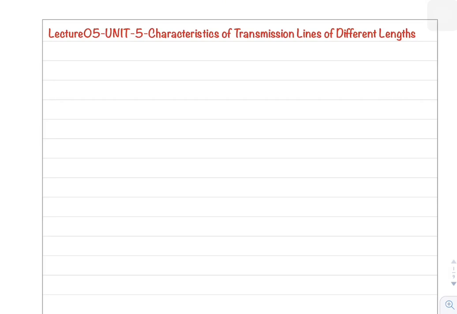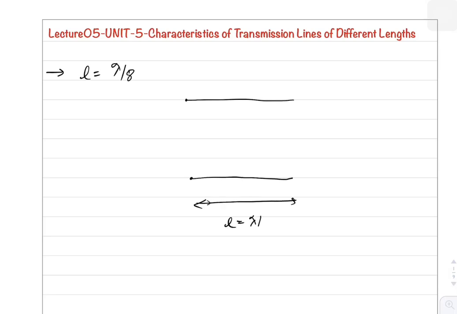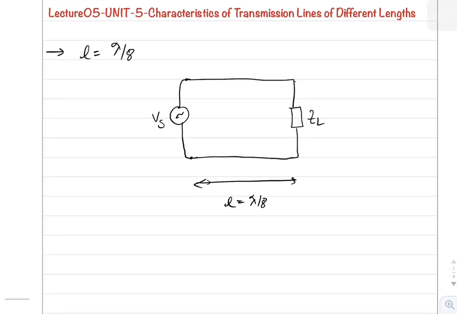their properties. The first one is lambda by 8 transmission line. So the length of the transmission line that I am going to consider is lambda by 8. So let us say this is a transmission line whose length is L equal to lambda by 8. I connected a source here, Vs, and I connected a load here whose value is ZL.